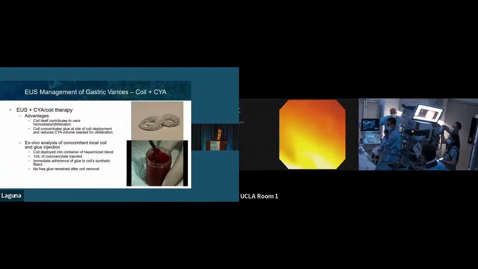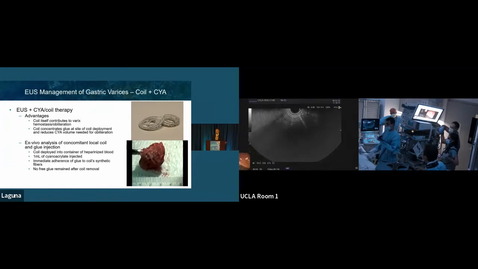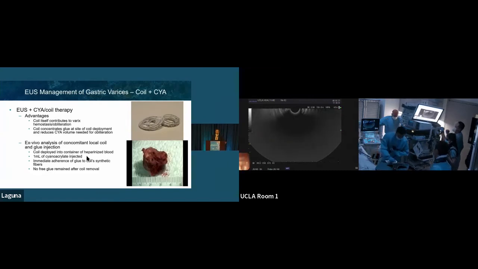When we talk about EUS-guided coil therapy, like many things we've talked about in endohepatology and interventional EUS in general, we've kind of just stolen this from IR. So we use the same coils that they use in their suite. The advantage of using these coils is that the coil itself contributes to the hemostasis and obliteration of the varix, so we don't necessarily need the glue per se. We can use those coils alone.